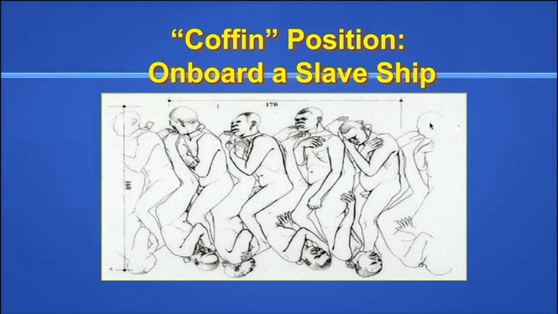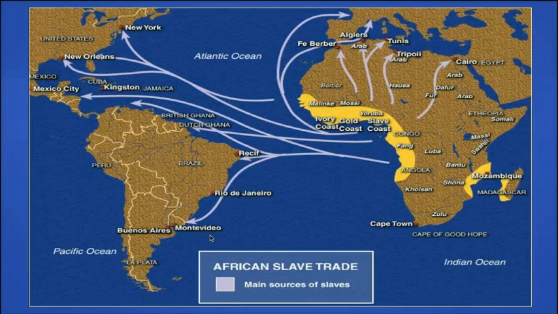Here's another image, kind of the coffin position, head to toe, head to toe. You can imagine again what happens when these people have to go to the bathroom. Just a terrible, terrible condition. Here's just another map, very similar to the one we already looked at, looking at the Ivory and Gold Coast of Africa, the west coast of Africa, and how most of the Africans were taken over here to Brazil, to the West Indies, here in Central America, and of course into North America, the United States.